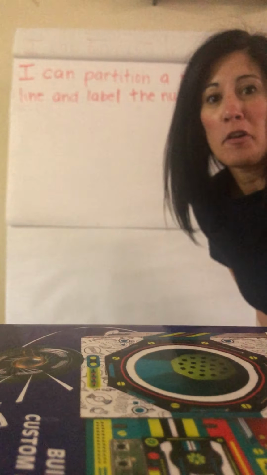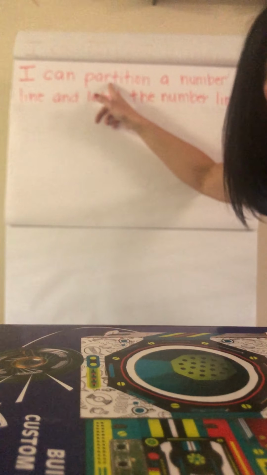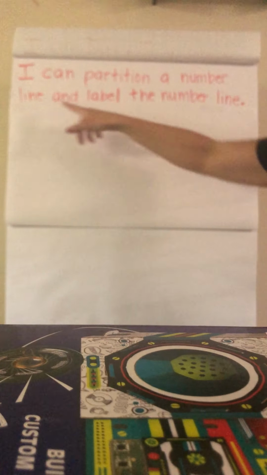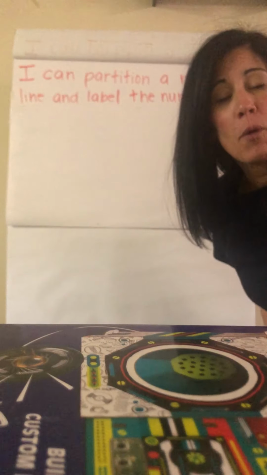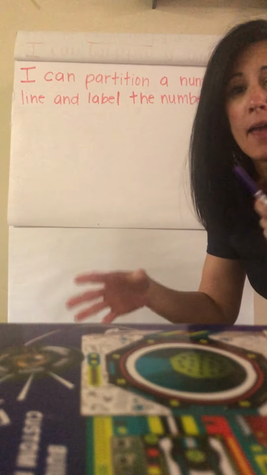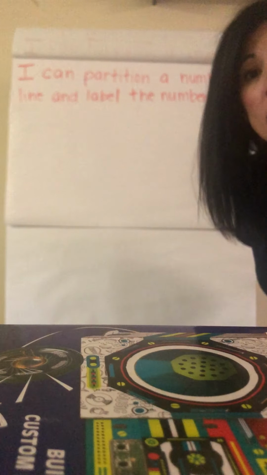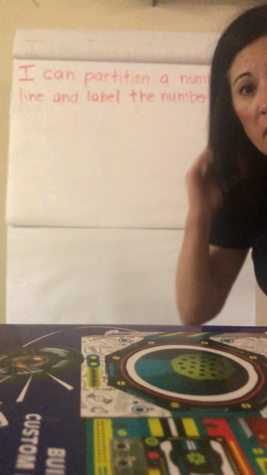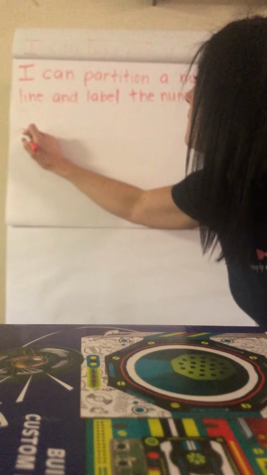And today our learning target is I can partition or break into pieces or break apart a number line and label the number line. So today we're actually going to mark fractions. Yesterday we were understanding the size and trying to make our pieces equal. Now we're actually going to put labels at the hash marks that we're creating so that we can locate various points. So we're going to create a number line.